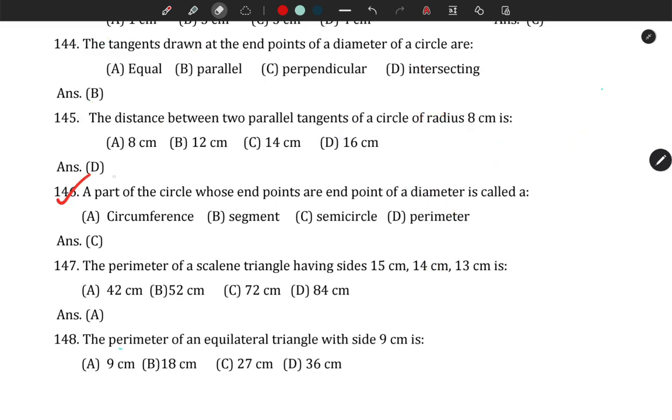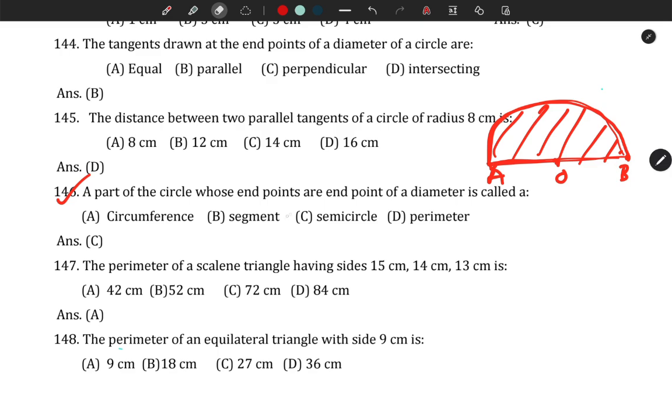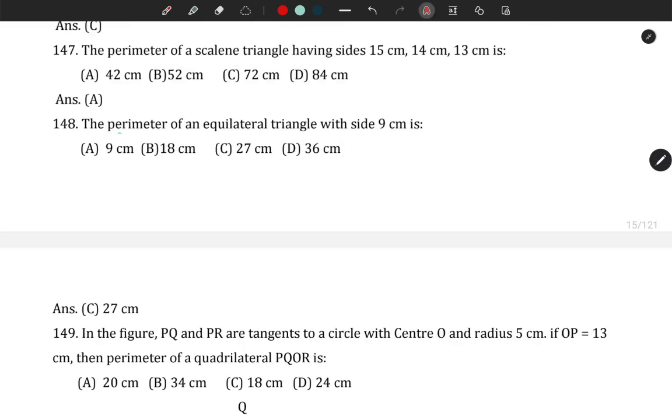Next question, a part of the circle whose end points are the end points of a diameter. So let's draw a diameter AOB. The part of the circle, only the portion of that circle whose endpoints are at the endpoints of the diameter, is called a semicircle. So it will be a semicircle.